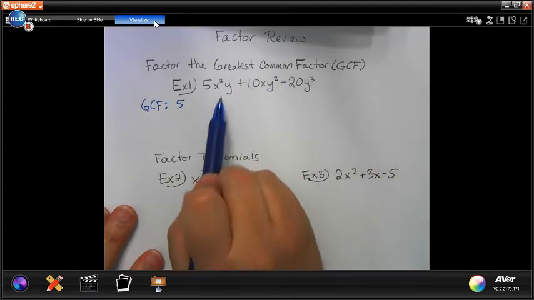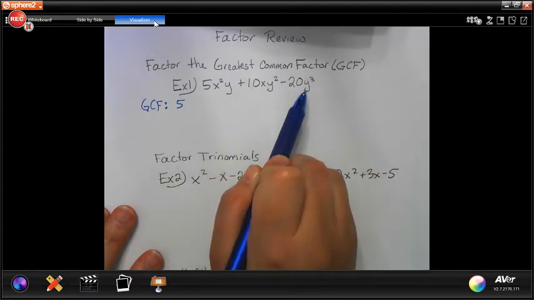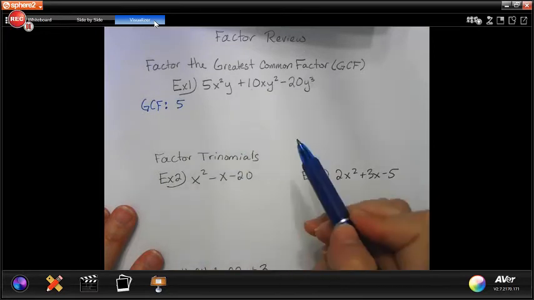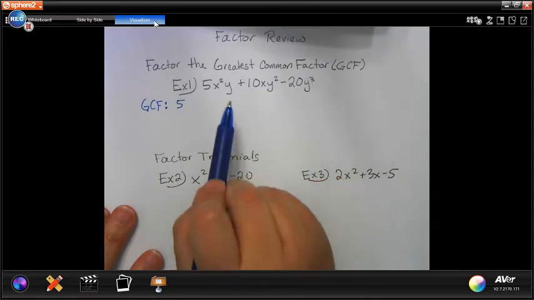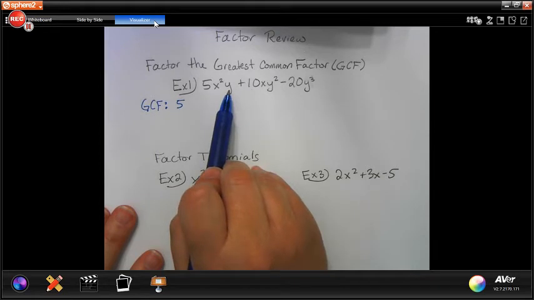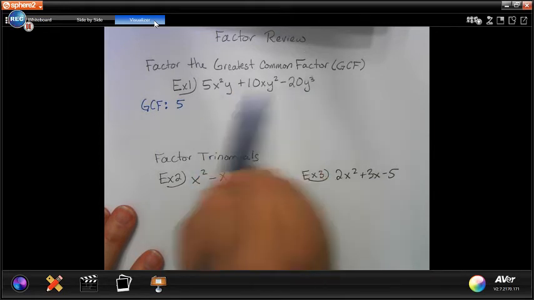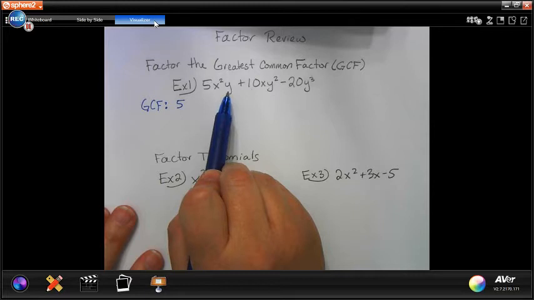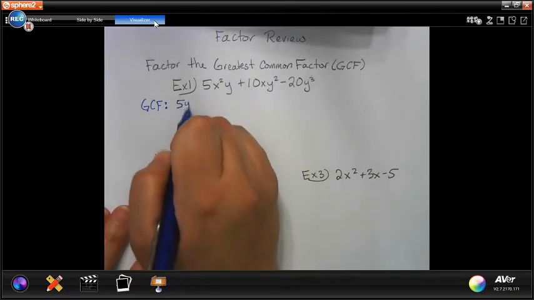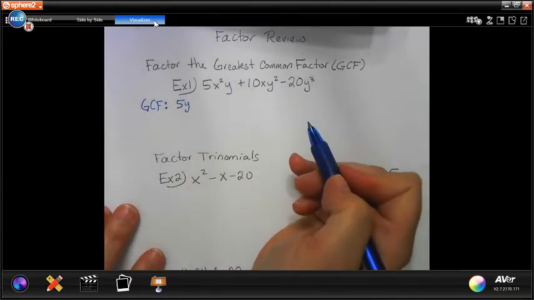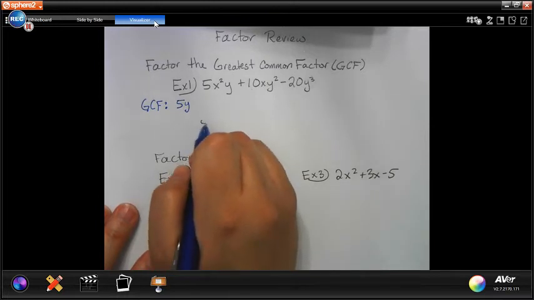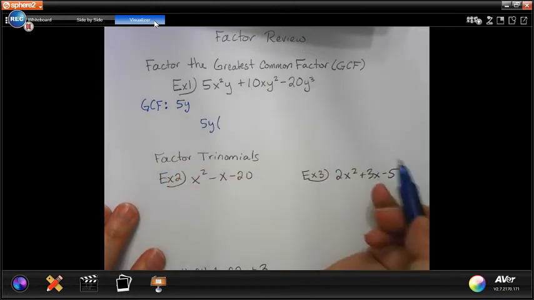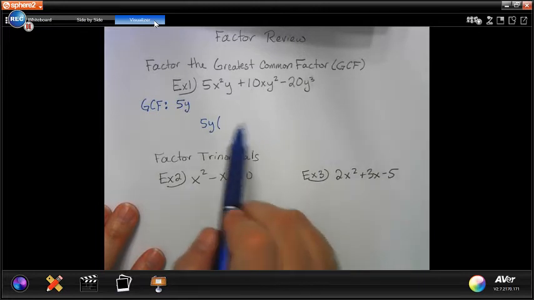Then we look at y. This has a y, this has a y, this has a y. They all have y, which means we're going to factor out a y. You take the smallest y. This is y to the first power, y to the second power, y to the third power. Y is the smallest one. So our greatest common factor is going to be 5y. So looking at our factored form, we're going to have 5y, and then we write the rest in the parentheses.